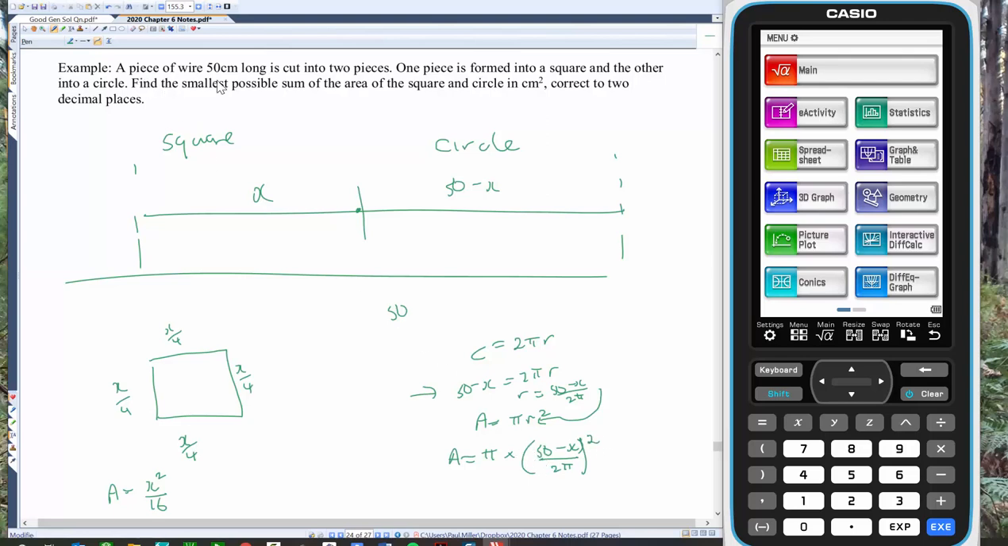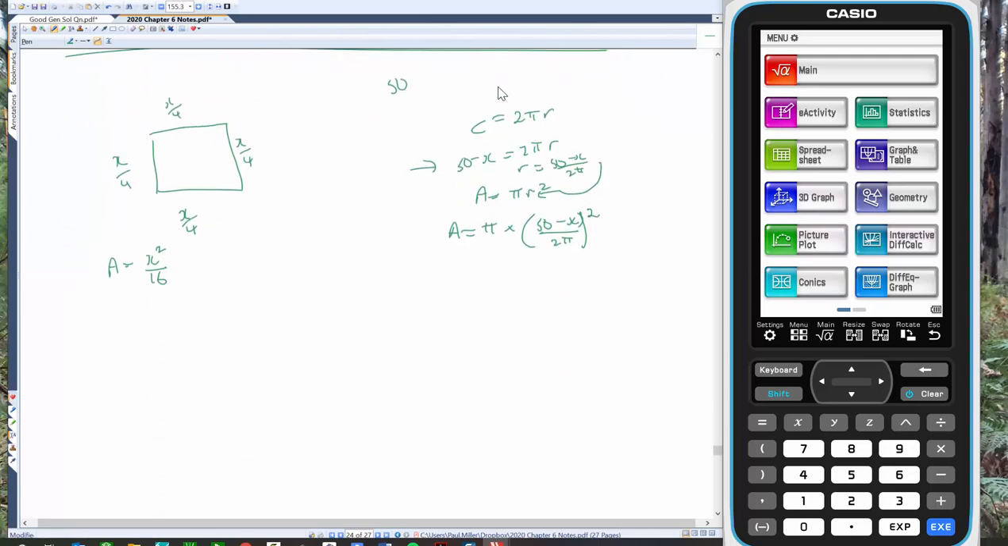All right, so find the smallest possible sum of the area of the square and the circle in centimetres squared, correct to 2 decimal places. So what we're going to do is find the sum of the areas. So I'm going to say that overall area function, A of x, is equal to the area of the square plus the area of the circle, which is pi times (50 take x over 2 pi) all squared.